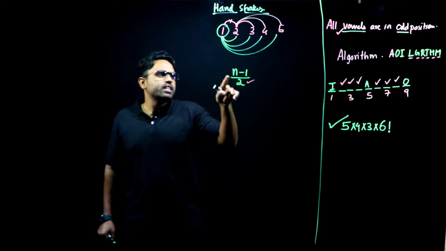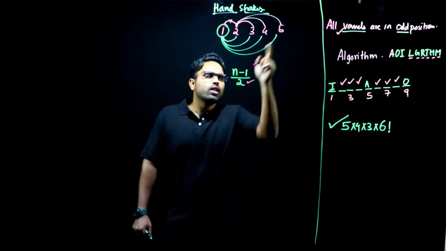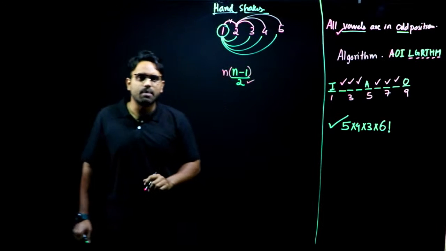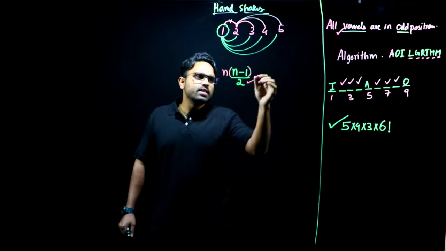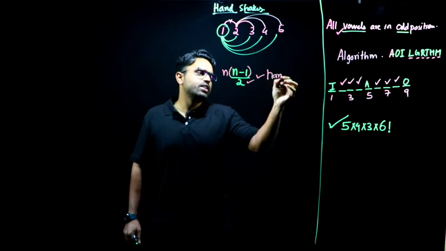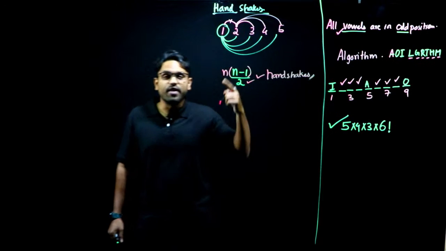Now, this is for one person. But for all the n people, I have to multiply it by n. n into n minus 1 divided by 2. This is my formula, the only formula that we have for handshakes. If you know this, you can solve any question that is posed to you at different levels as well.